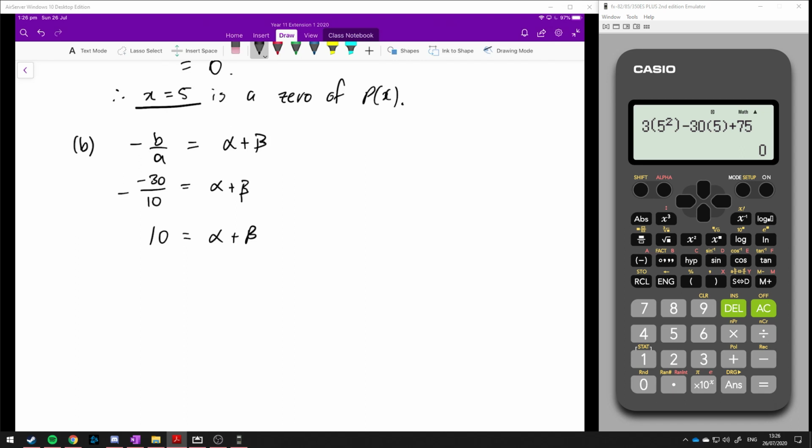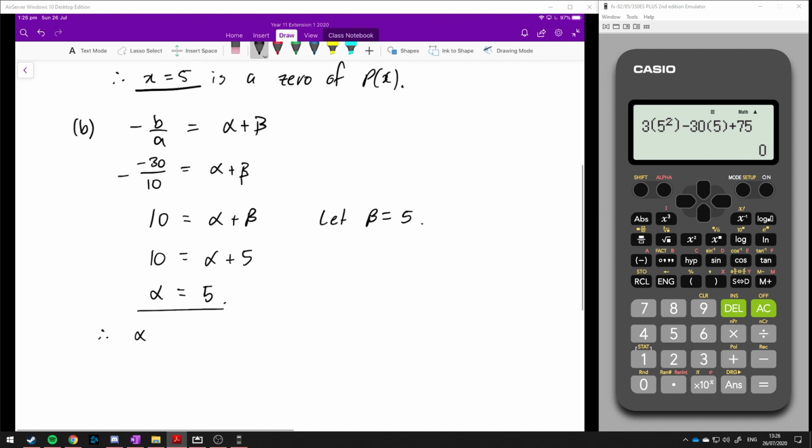So what we can do is substitute that zero into this equation, and it'll allow us to work out what the second root is. Oh, that should be a 5, not a beta. So once we make that substitution, we rearrange for alpha, and we get that alpha is also equal to 5. So therefore, alpha equal to 5 is a double root, or double zero, of p of x, okay?